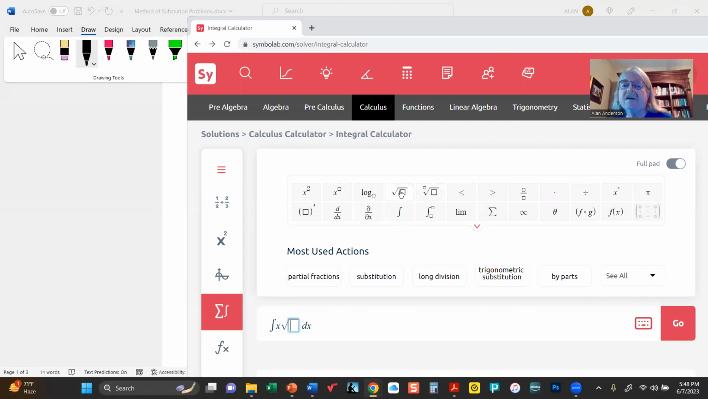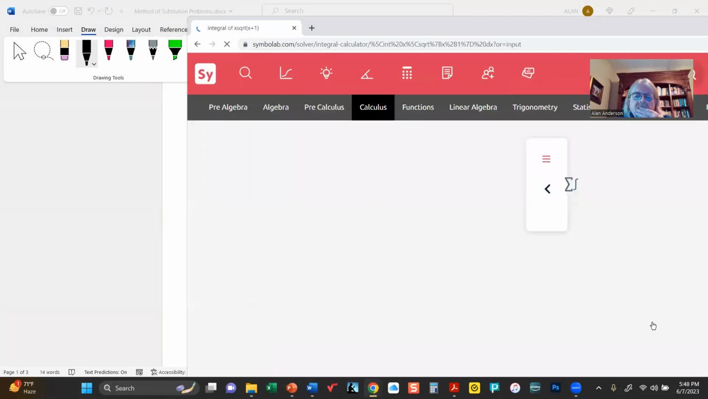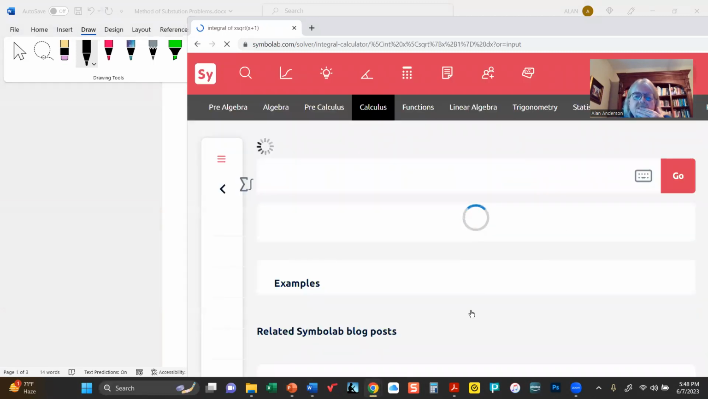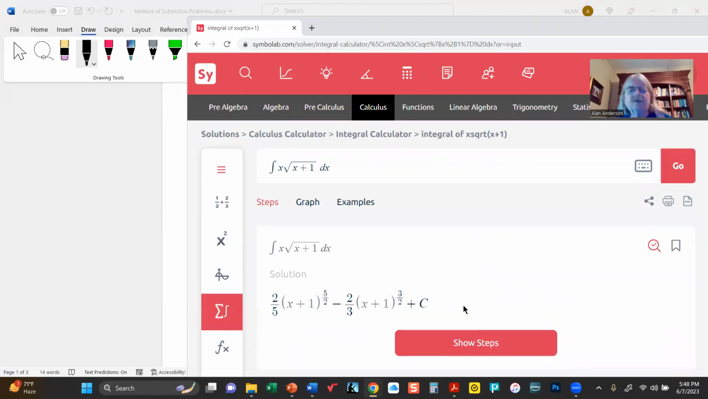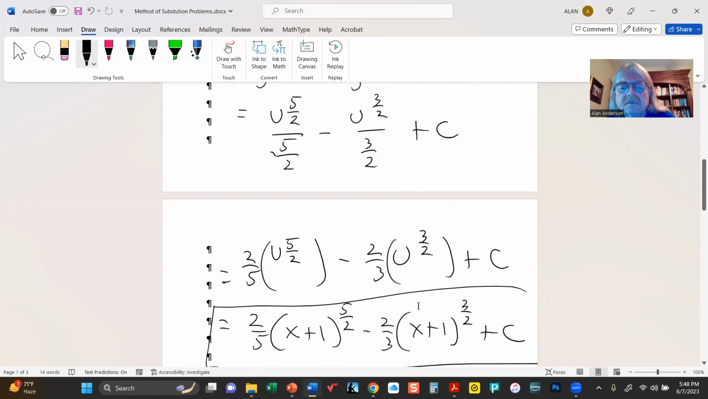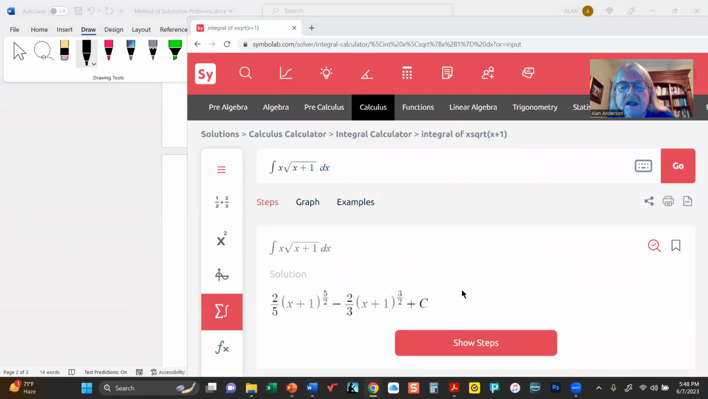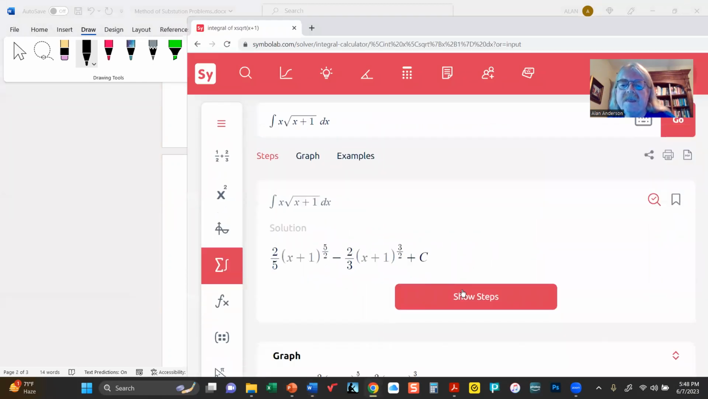Now, of course, we have to be careful too with Symbolab. Often it can produce a result which turns out to be the same one that we have, but it may be algebraically rearranged somehow. So we should not jump to conclusions. All right, so what is it? 2/5 x plus 1 to the 5/2 minus 2/3 x plus 1 to the 3/2. Yeah, that's it. We got it. But what a mess.